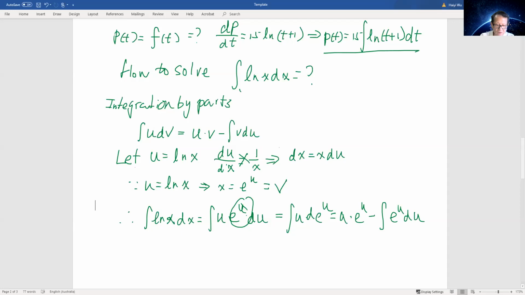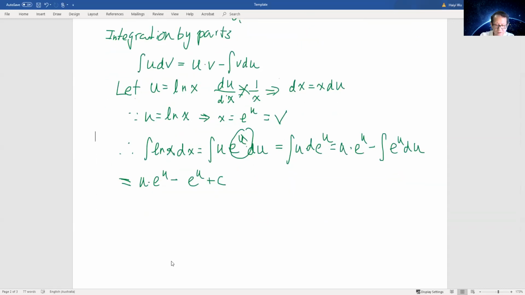So now we will be able to change to u times e to the power of u. We know the integral of e to the power of u with respect to u is the same as e to the power of u plus c. So this is our function.